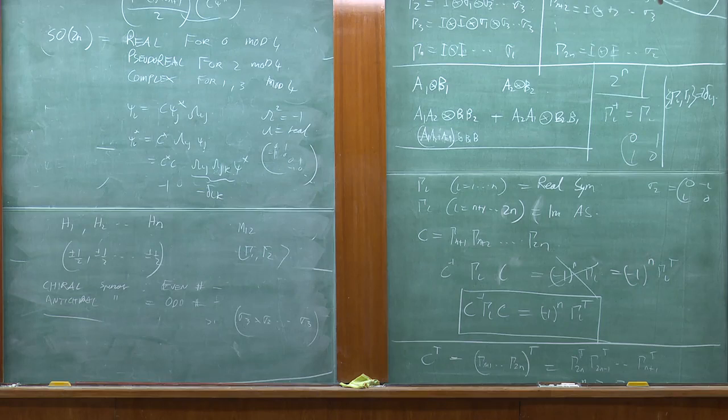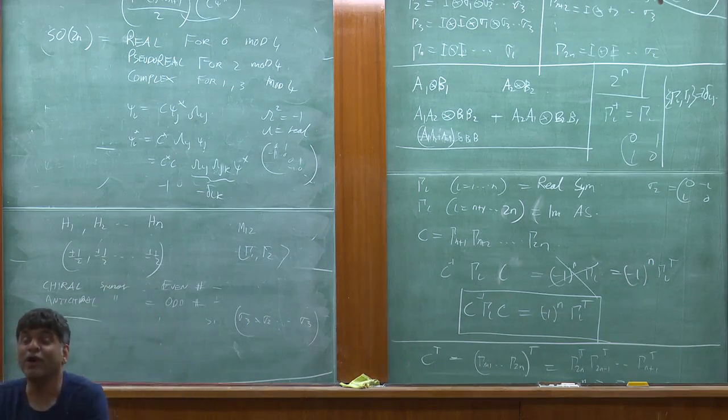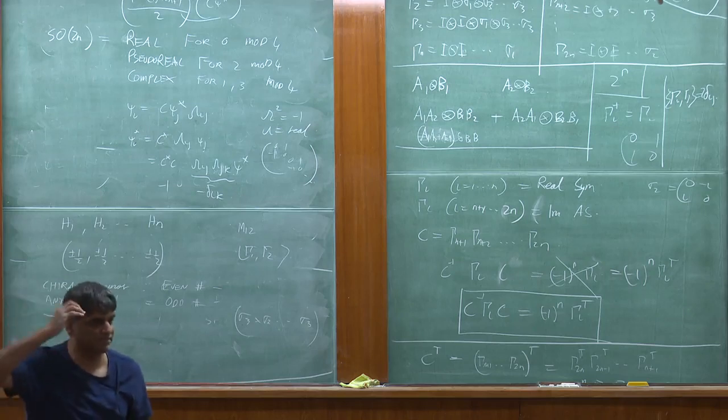Okay, we are over time. Let me just say the last thing. Any reference for that? For what? This last part, I don't know. The place I learned this from is this book by Georgi, Lie Algebras in Particle Physics. Some of your friends may know of better references. My references are old.